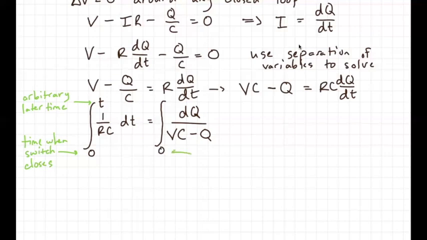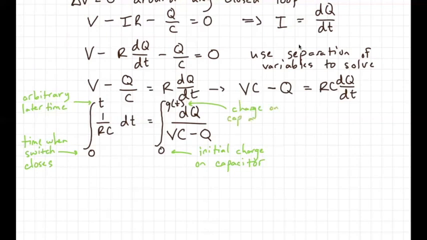So this is initial charge on the capacitor, which is the charge at time 0 to be precise. And then we're integrating to some other arbitrary charge at some time. So I'm going to call that Q of t, little q of t, charge on capacitor at time t. Okay, and then the goal is just to integrate both sides, and then we'll get something that we can work with.